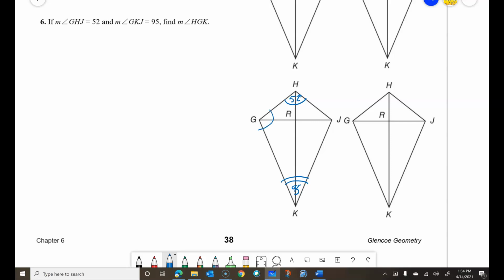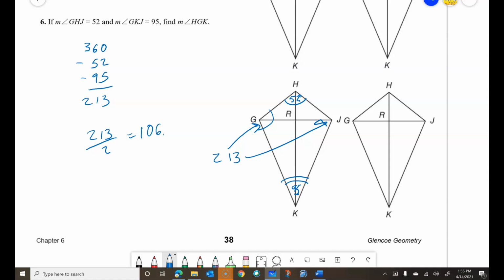So this is really similar to what we did previously. We take our 360 degrees that lives in this kite to begin with. We subtract away 52, and we also subtract away 95. But we get 213. Remember, that's not our final answer. We have to take that 213 and divide it evenly into these two angles. They're the other two angles in the kite. We know they must be equal if these two opposite angles are not equal. Sorry, I keep hitting the mouse pad as I'm writing on my board here, and I get 106.5 degrees for each of those angles. So we get a little decimal here for the measure of angle HGK. It's going to be 106.5 degrees.